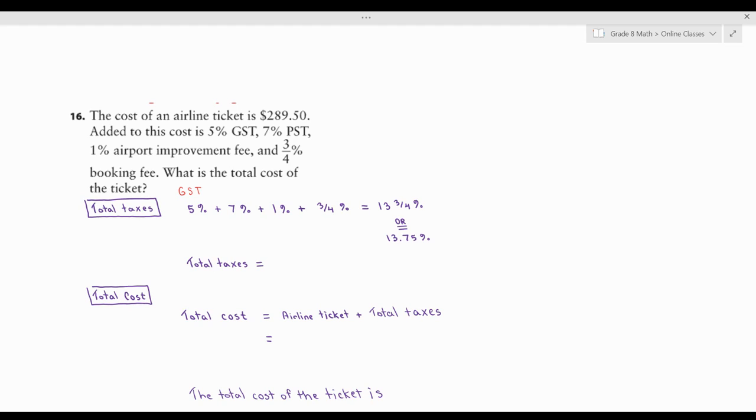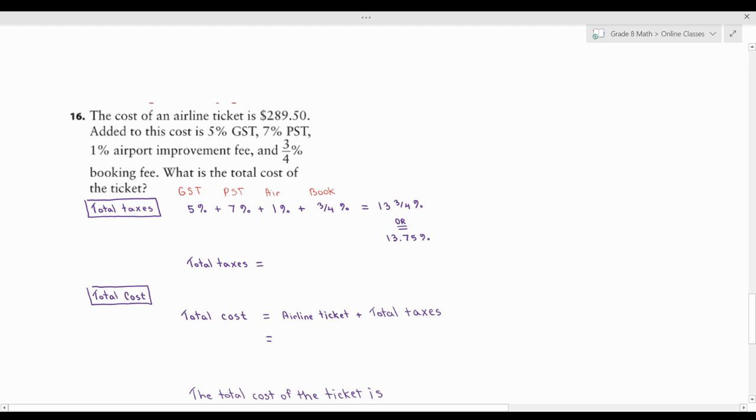Then you have your PST. Okay, that's your provincial sales tax. And then they talked about an airport fee. So I'll just put like air, and then a booking fee. I'll just put book here. Okay, I think it's important to label what the percentages represent. So if you add those all up together, you will get 13.75%. And then you'll notice that I also wrote it as a decimal form, so 0.1375. Reason why I did this is this will be a bit easier to use when I'm entering it into my calculator. Okay, but you could have left it in this form as well.